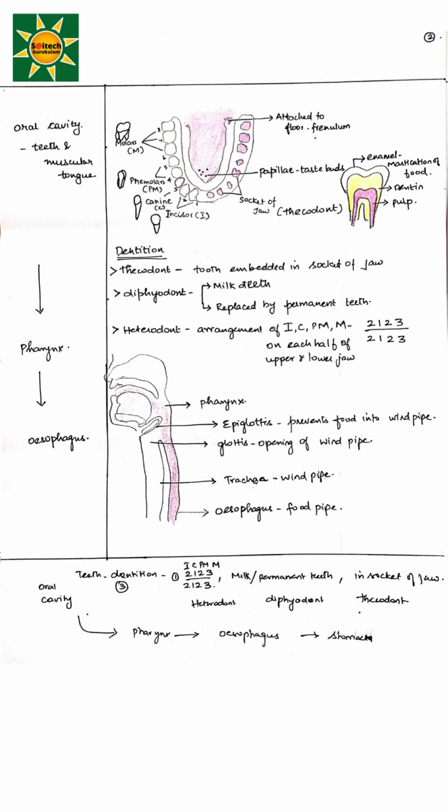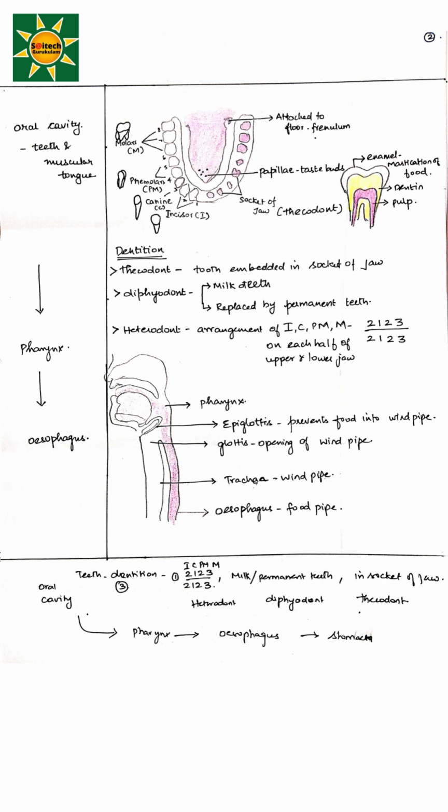The tongue is a muscular tissue that is attached to the floor of the mouth by frenulum. Now, on the surface of the tongue, we have papillae, which are the little bumps on the tongue, helping in gripping the food while mastication. And these papillae contain the taste buds that help in sensing the taste of various foods.